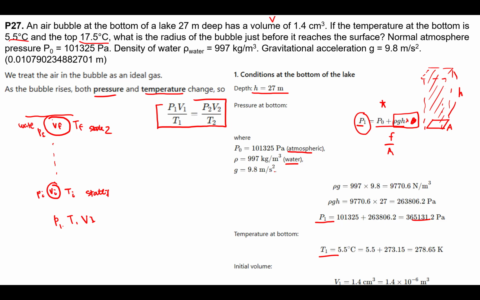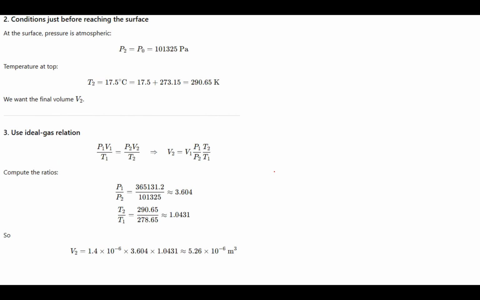And then what we have to do now is that before reaching the surface, the pressure now becomes the atmospheric pressure. And at the top, we have a T2. I want to find out the V2. So we have P1, V1, T1 known. We know P2 and T2 is known. Then V2 is given by this one, and you can find out the volume.